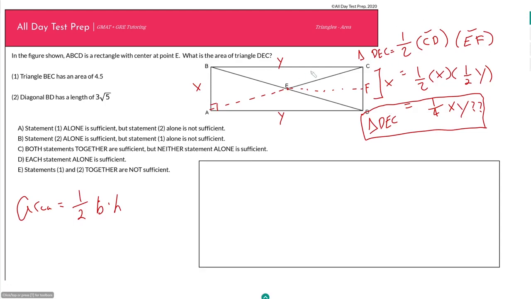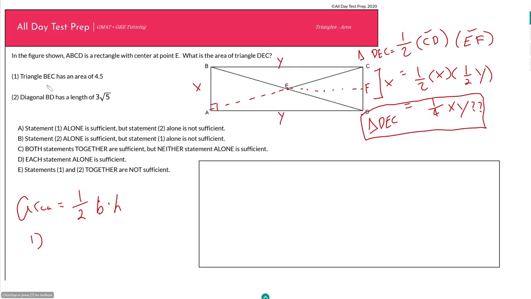I see that I have all these different triangles in my rectangle. And so I can put them all in terms of X and Y. So if I can find this triangle here in terms of X and Y, then maybe I can get the rest of these triangles also in terms of X and Y. Then I'll be able to compare them to each other. This is what we're looking for. We're looking for 1/4 X times Y, which really just means we're looking for X times Y.